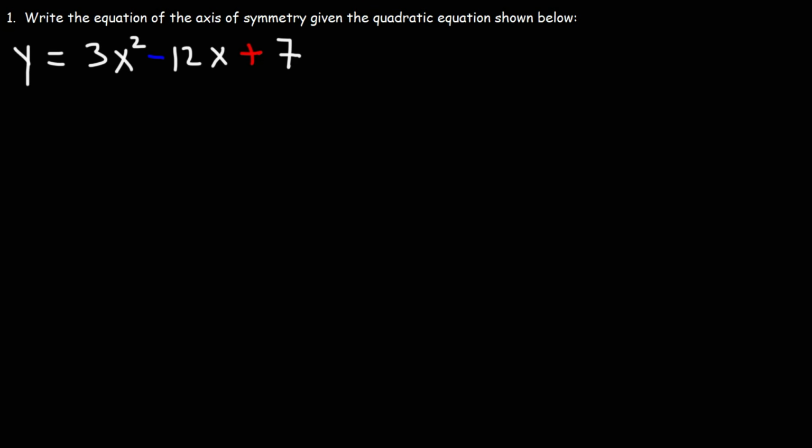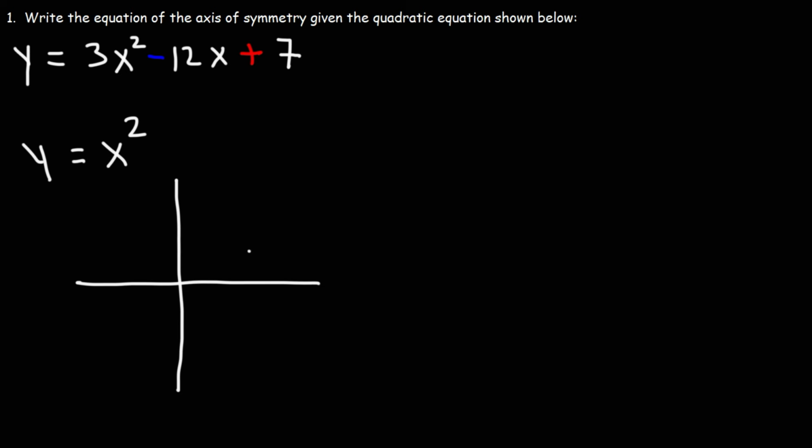In this video, we're going to talk about how to find the axis of symmetry given a quadratic equation. So first, let's talk about two types of parabolas. The first one is the y equals x squared type parabola, or a variation of that, which opens upward and downward.